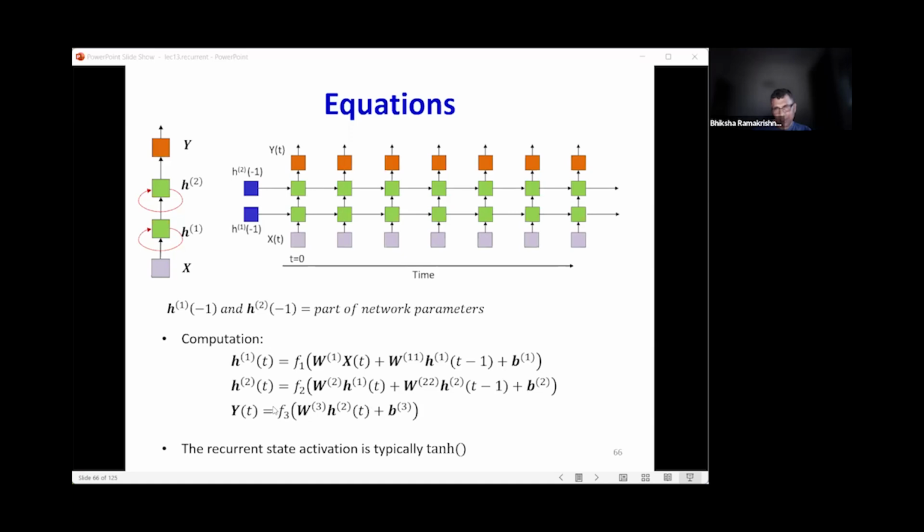in this picture? Which are the current weights and which are the recurrent weights? Anyone?